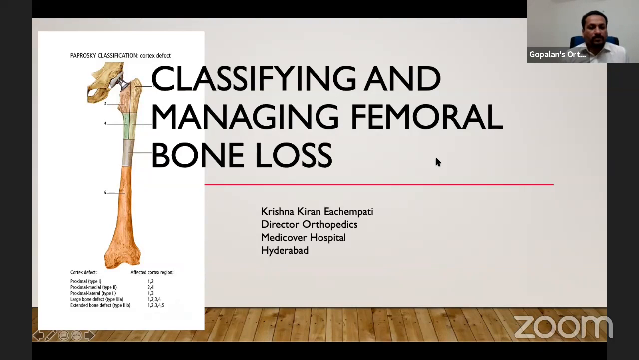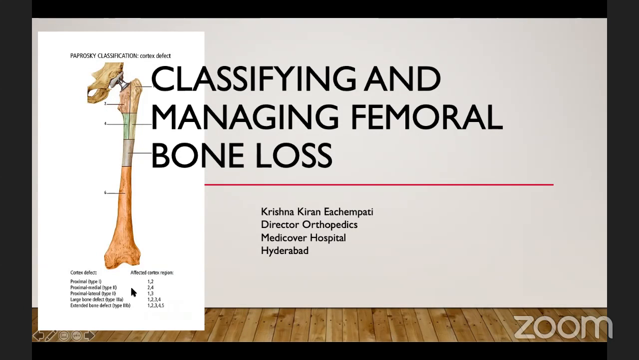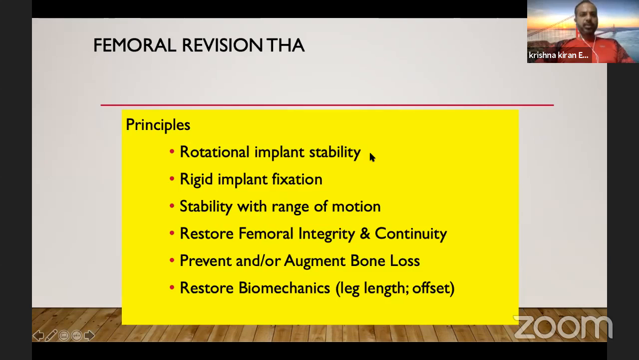Over to you, Krishna. Thank you, Hitesh. Thanks for having me. So we'll be looking at classification and management of femoral bone loss in revision hip arthroplasty. Now the basic principles for femoral revision, we've already done the acetabular side, include rotational implant stability, rigid implant fixation over a long period of time to achieve a stable hip joint with good range of motion, and to restore the femoral integrity and continuity wherever there is a fracture type of situation. And we have to prevent further bone loss and augment the existing bone loss. And of course, restore the biomechanics, that is the leg length and offset.